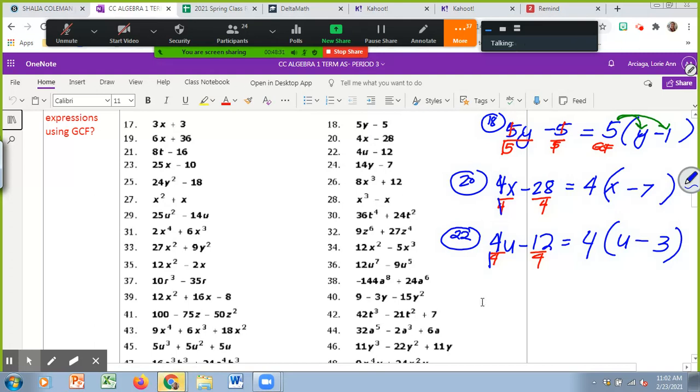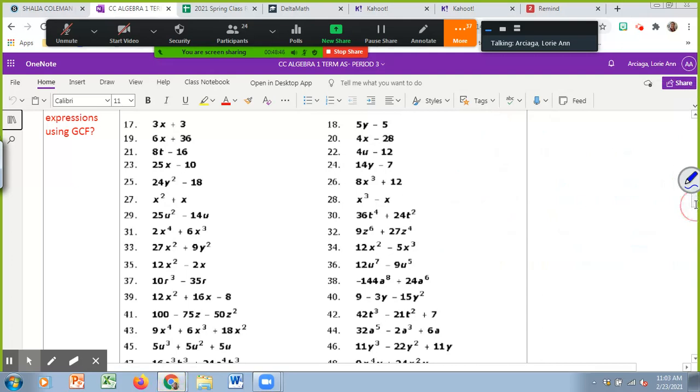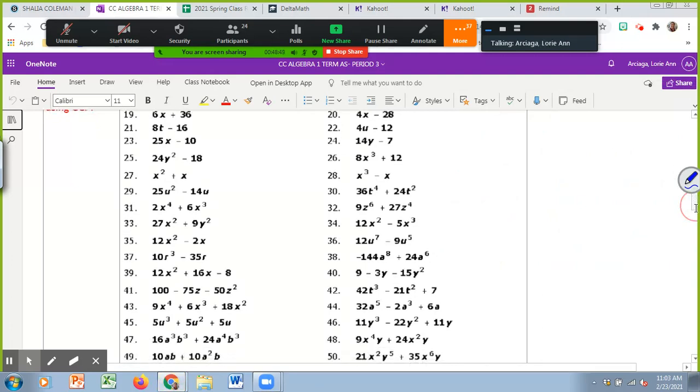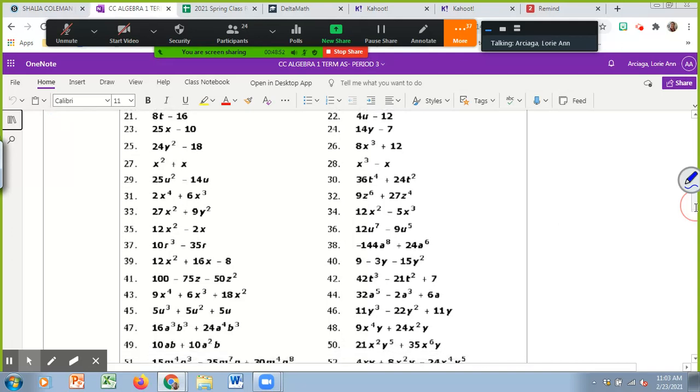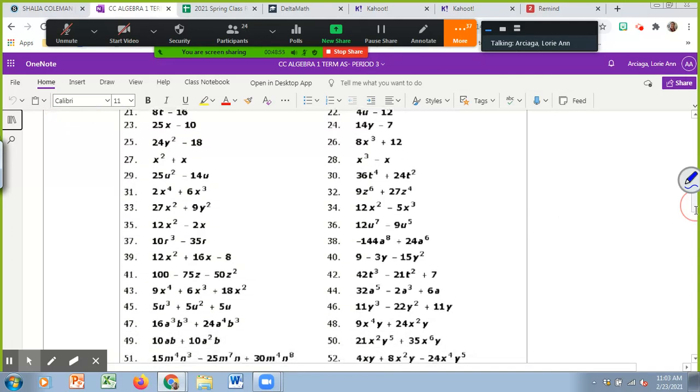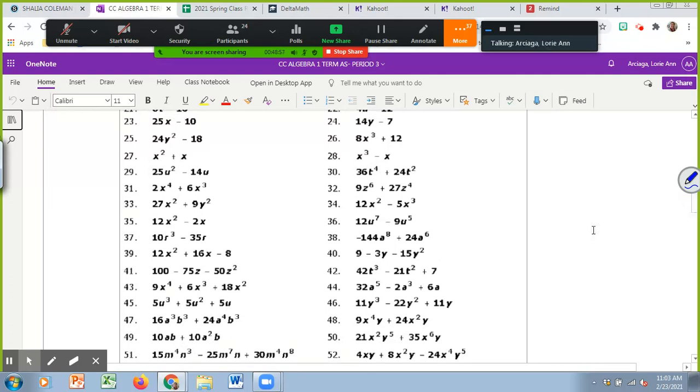Okay, let's try something more challenging. Can you pick one from the even numbers? Which one seems challenging for you? Anyone? Pick a number from the even ones right here that we will do together. 40. Let's go, 40.